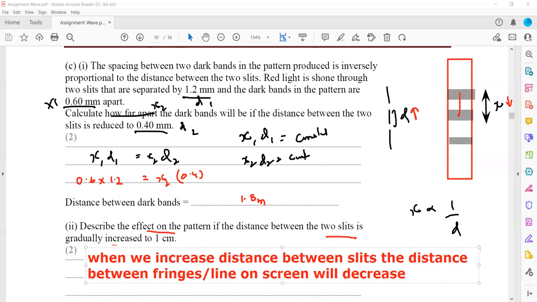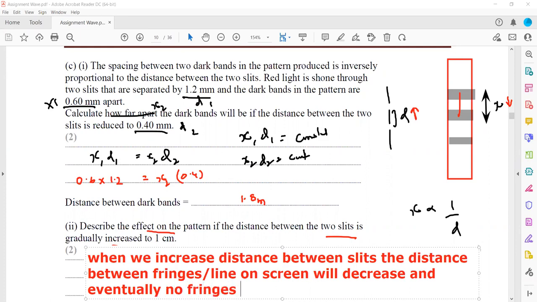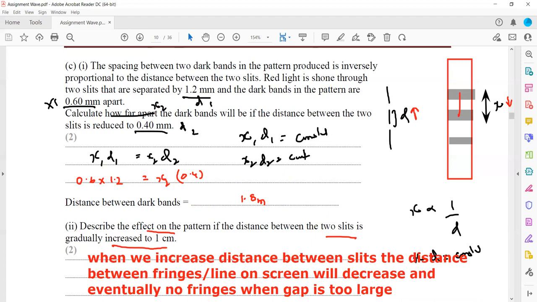Because it's for 2 marks: one, as we are increasing the distance, initially the bands will get closer together, and eventually, when the gap size is too big, maybe no fringes will be seen, or no lines will be there when the gap is too large.